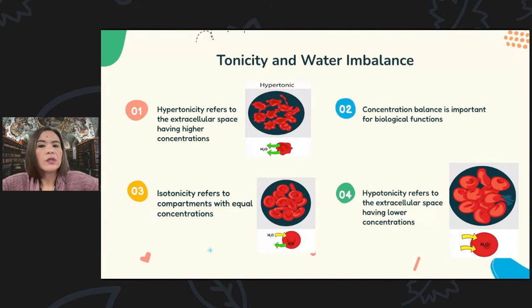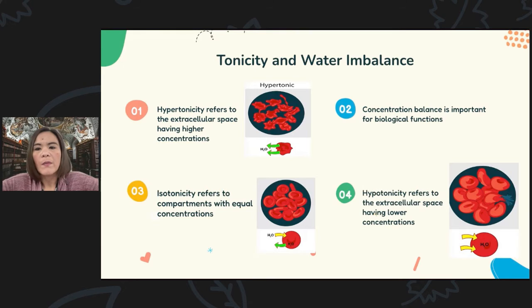Now, there are three tonicities, and they can cause water imbalances. The first one is hypertonicity. It refers to the extracellular space having higher concentration compared to the inside. The result of this is for water to have the tendency to move out of the cell, causing it to shrink.